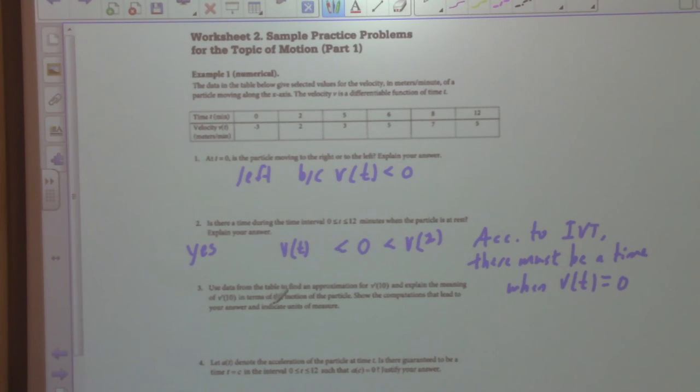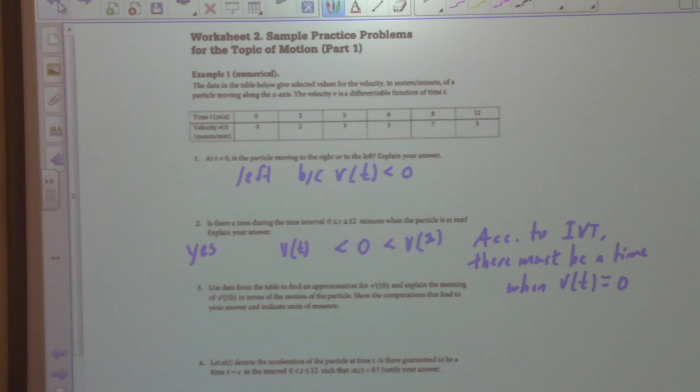Okay, use data from the table to find an approximation for V prime of 10 and explain the meaning of V prime of 10 in terms of the motion of the particle. Show the computations that lead to your answer and indicate units of measure. How would you find an estimate approximation of V prime of 10? I don't know, I'm lost.